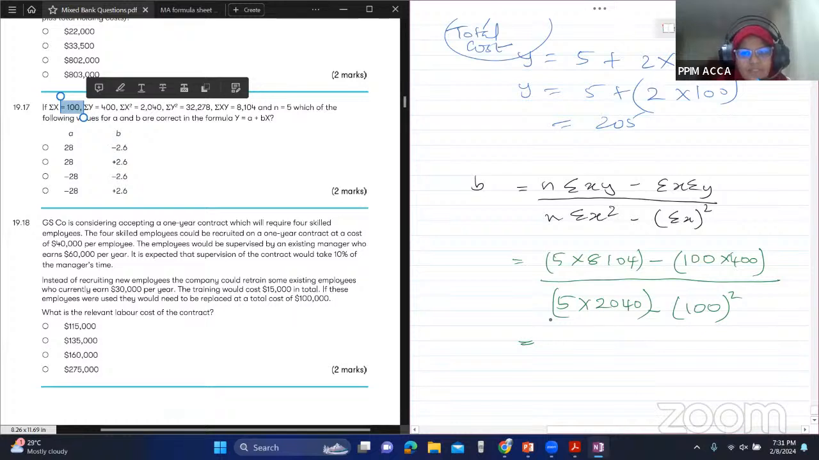Okay, so let me put this in the calculator and tell you how much you should get. You can also try. Okay, so b should equal 2.6. I'll give you a second. Check if you can get that answer when you put it in your calculator. Because if you can't, then that's a problem. We have to solve that problem first.